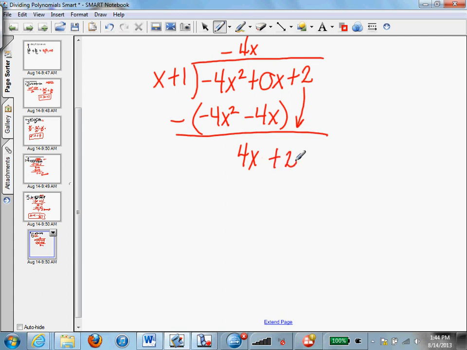Now we need to make this x and this 4x the same. So we're just going to multiply by 4, or just add 4 right here at the top of the division mark. So x times 4 is going to be 4x. Then positive 1 times 4 is just going to be 4. Let's write that in parentheses, put a minus out in front. Now 4x minus 4x is 0. 2 minus a positive 4 is going to give you a negative 2. So this is the remainder.